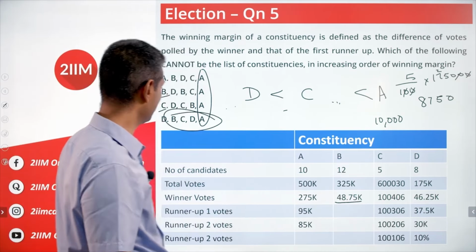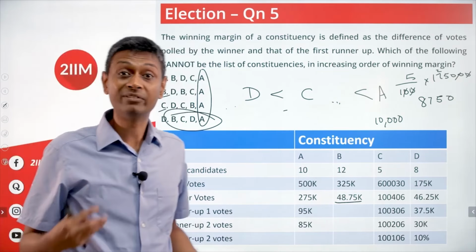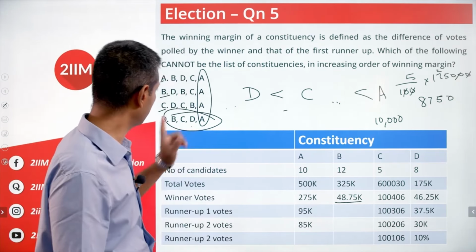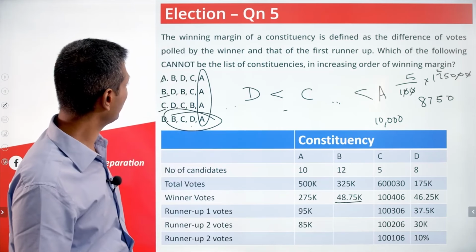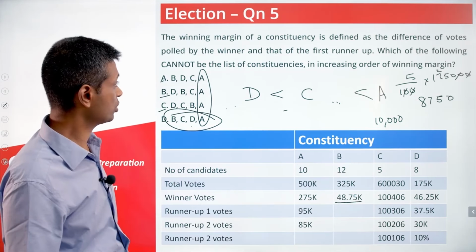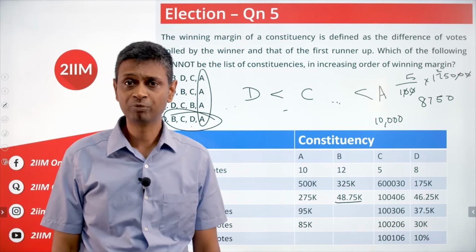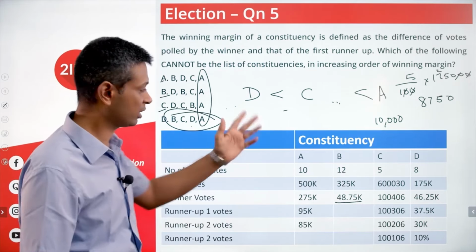We know D is less than C. BCDA is not possible. We need not even have evaluated where B would sit. All we need to know is D is less than C. This doesn't work. Which of the following cannot be the list of constituencies in increasing order of winning margin? This cannot be it. BCDA cannot be an order in which this can appear.